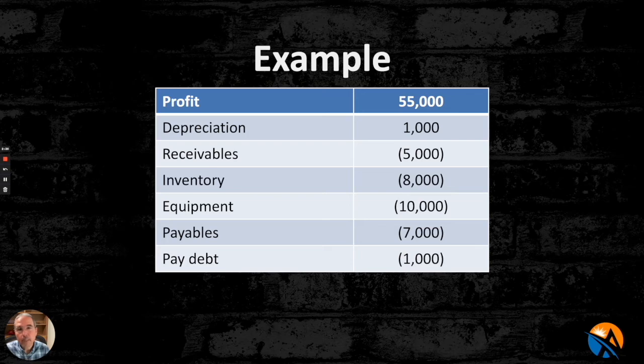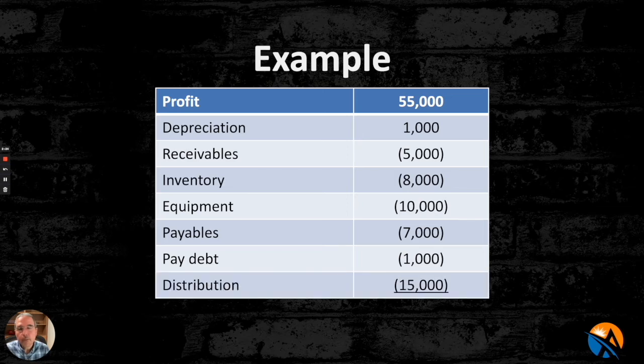Sure, we have interest expense, right? That interest expense is in the P&L, but the principal part is not in the P&L. So you're going to want to take that into consideration in your cash flow statement. Owner's distributions, in this case, was $15,000 for the month.